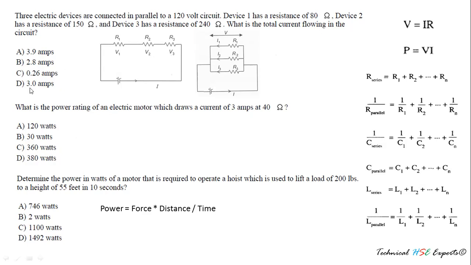The second question: what is the power rating of an electrical motor which draws a current of 3 amps at 40 ohm? Resistance value they have given, current value they have given, they are asking power. From the data in the question, we can't go with this formula because the voltage value is missing. What I do, I bring the voltage formula over here. So this formula will become I square R. Am I right? Are you getting why it's becoming I square R?